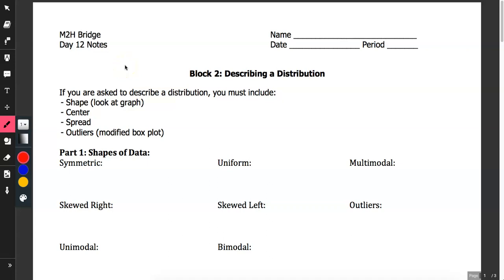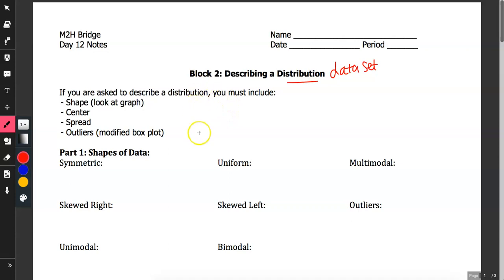All right, day 12, block 2. So we're going to look at how we describe a distribution. Distribution meaning a data set. I don't have the calculator up for this lesson, but you will want yours for the end part. We'll do some practice, but you won't need to see my screen to do that. So I would just have it close by so you can grab it at the end of this lesson.